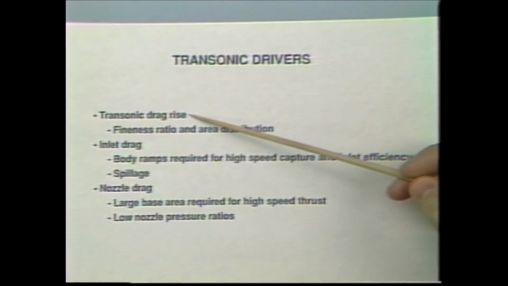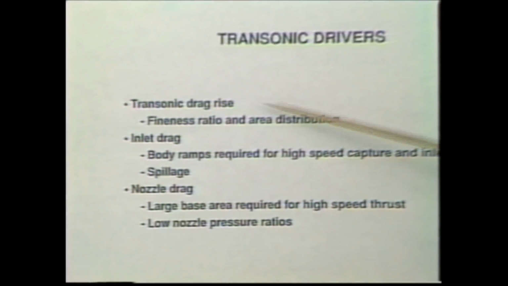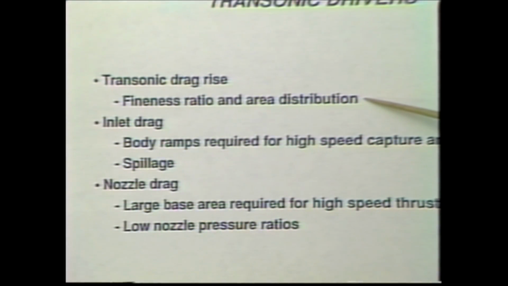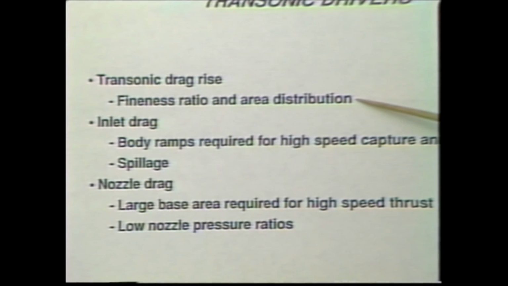Big transonic drivers are the transonic drag rise. That's a function of the fineness ratio of the vehicle and the distribution of area. Those familiar with area ruling are familiar with that phenomenon. Inlet drag is very important. It can be very big.